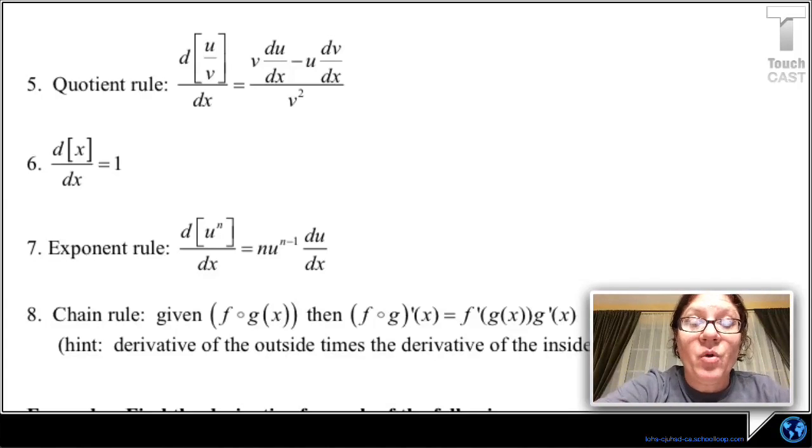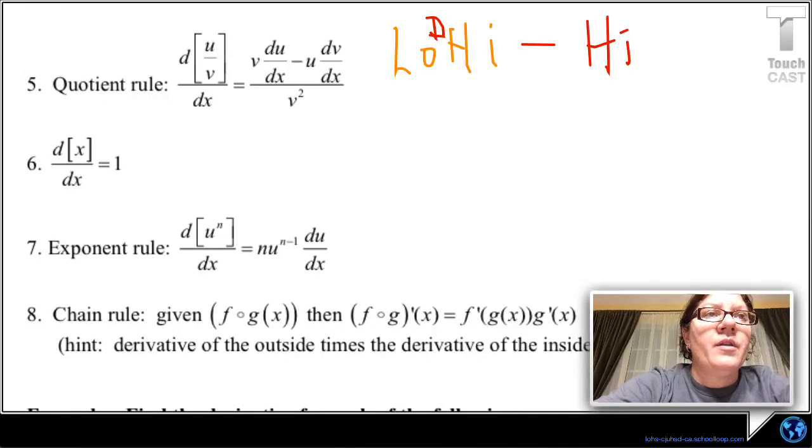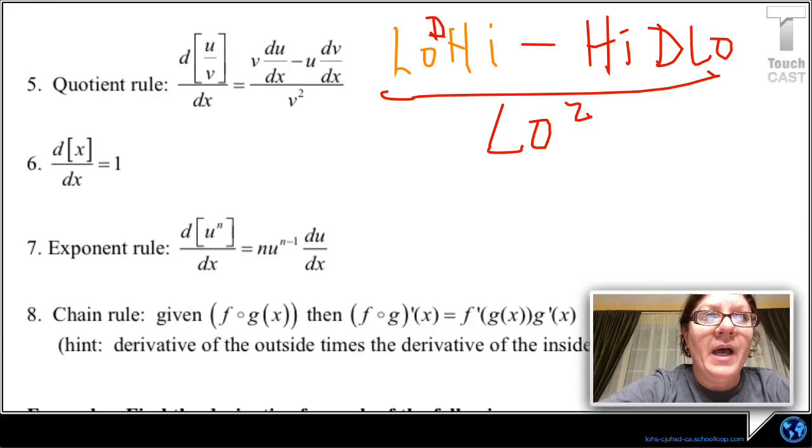All right, so I'm going to recap the quotient rule because this one's going to be a little bit harder. So remember, low, high. So I'm doing the low times derivative of high, and then minus high, and then derivative of the low. So I teach my students low d high minus high d low, all over low squared. So repeat after me. Low d high minus high d low, all over low squared. We're going to practice that in a minute.